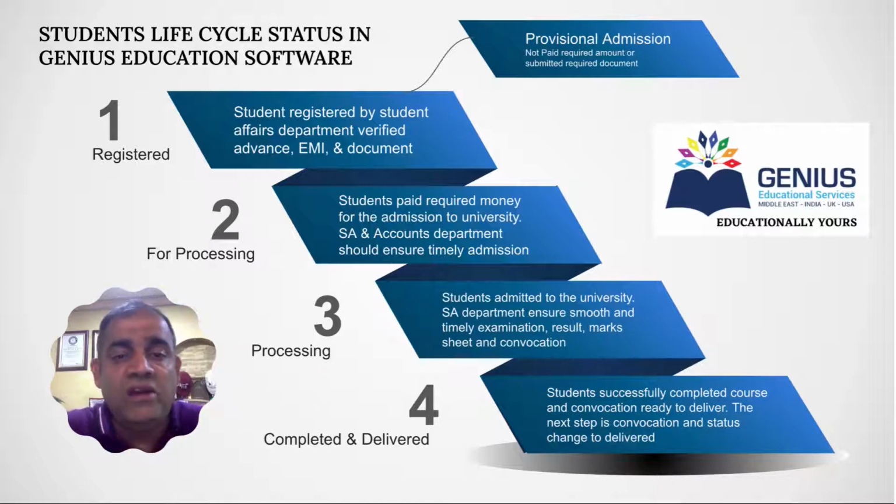Then they will start to collect the EMI every month according to the agreed date. They will be calling and engaging with the collector. Now, let us go to the next stage, the next status in the software in Genius Education Staff.